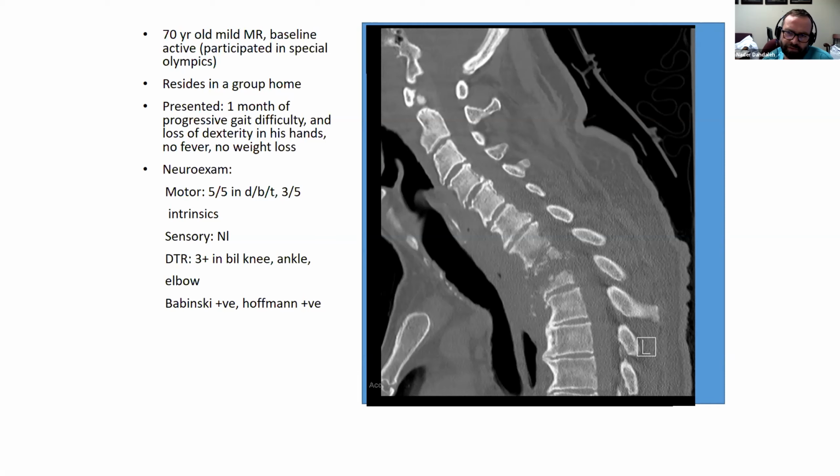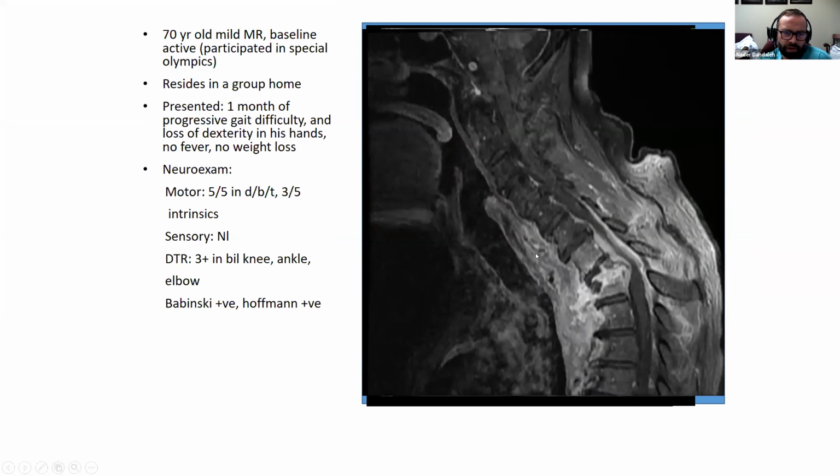I wouldn't take the facets off. I will probably just do a laminectomy if I just go posterior only. I don't want to weaken it further than it needs to be weakened if I'm not putting a cage.